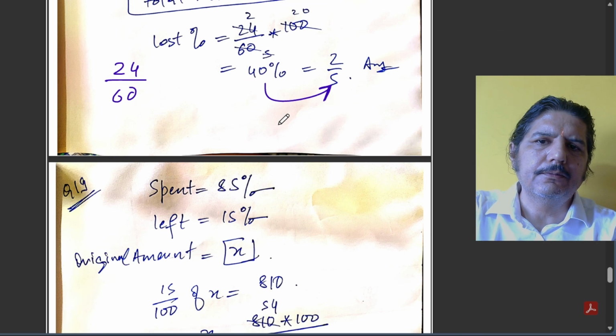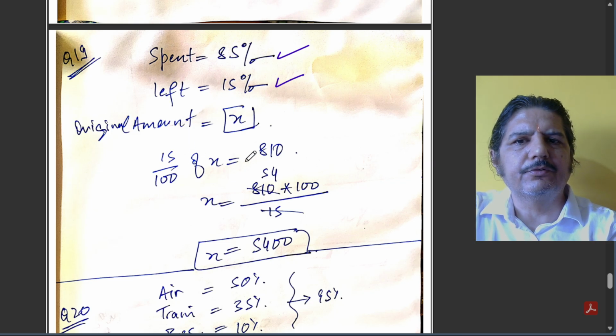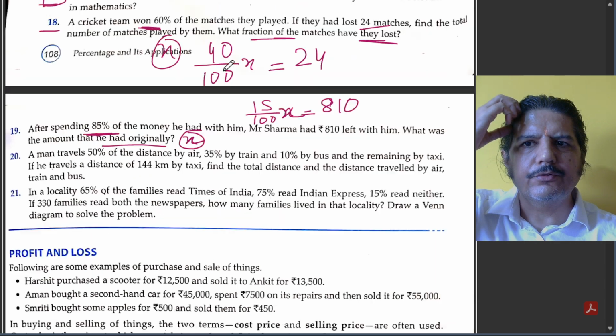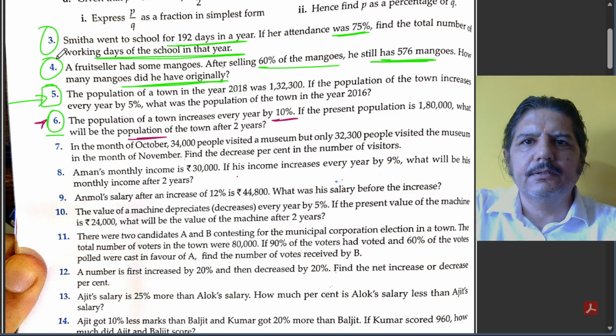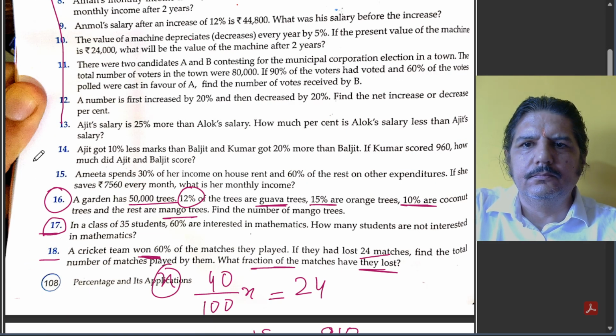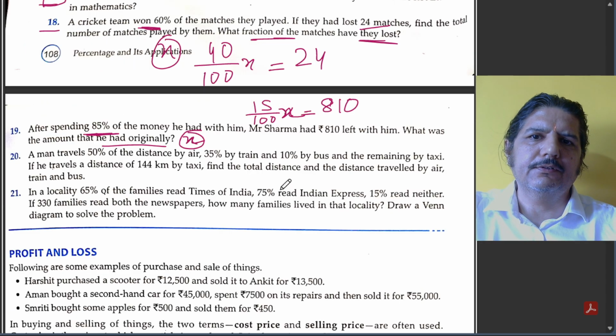Question number 19. 85% spent, left is 15%, so 15% of X is 810. So calculate the value of X, that will be equal to 5400. These are one of the easy questions. Actually, in the middle there were some tough questions. I think, let us say, from question number 5 to, I must say, question number 15. These were tough questions. But after that, he has given some easy questions.